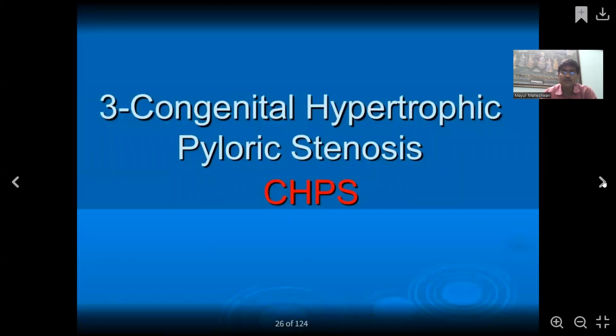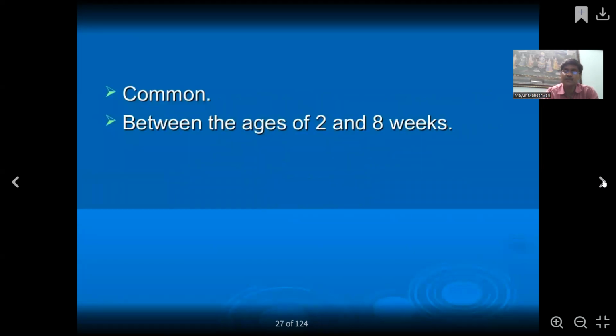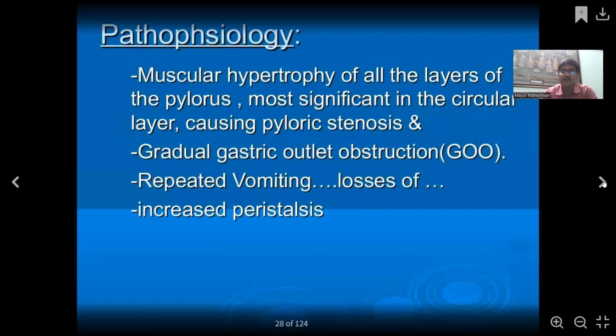The third important topic is congenital hypertrophic pyloric stenosis. Now it is not known as congenital, because it has been proved that it is not a congenital anomaly, it is an acquired anomaly. So it is called IHPS, infantile hypertrophic pyloric stenosis. It is a very common disorder between the age of 2 to 8 weeks. Mostly the affected patients are male.